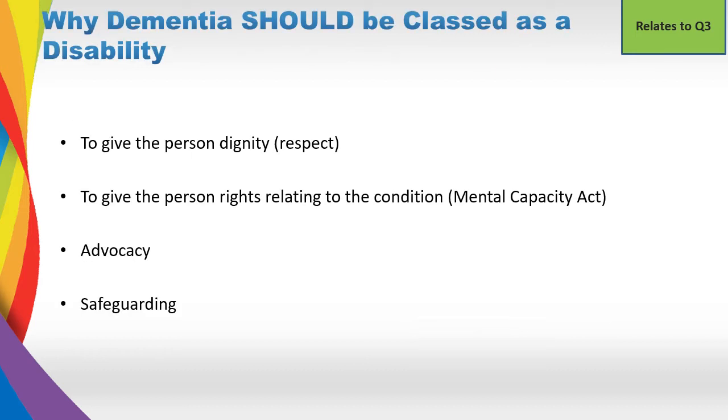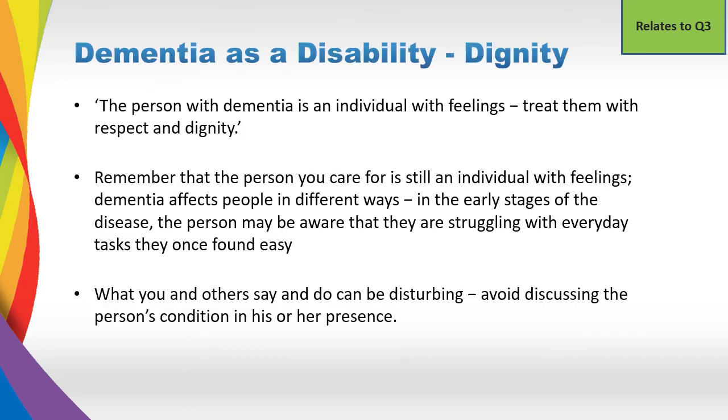So why should dementia be viewed as a disability if it doesn't necessarily mean that they are disabled under the current definitions of what disability means? So if a person with dementia is classed as disabled, it'll give the person dignity. They'll be able to access their rights relating to a medical condition, such as the Mental Capacity Act, advocacy, and safeguarding. So let's have a look at these in more detail.